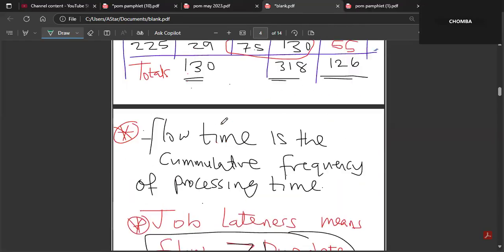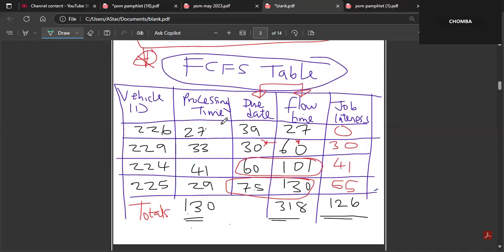Let's check here. Which vehicle are we going to start with? For example, you cannot start with the first question in an exam just because it came first, if it's very tough. So we'll start with the question that will take minimum time for you to finish. Select the one with the shortest processing time. So it will be 226, 27, and 39.